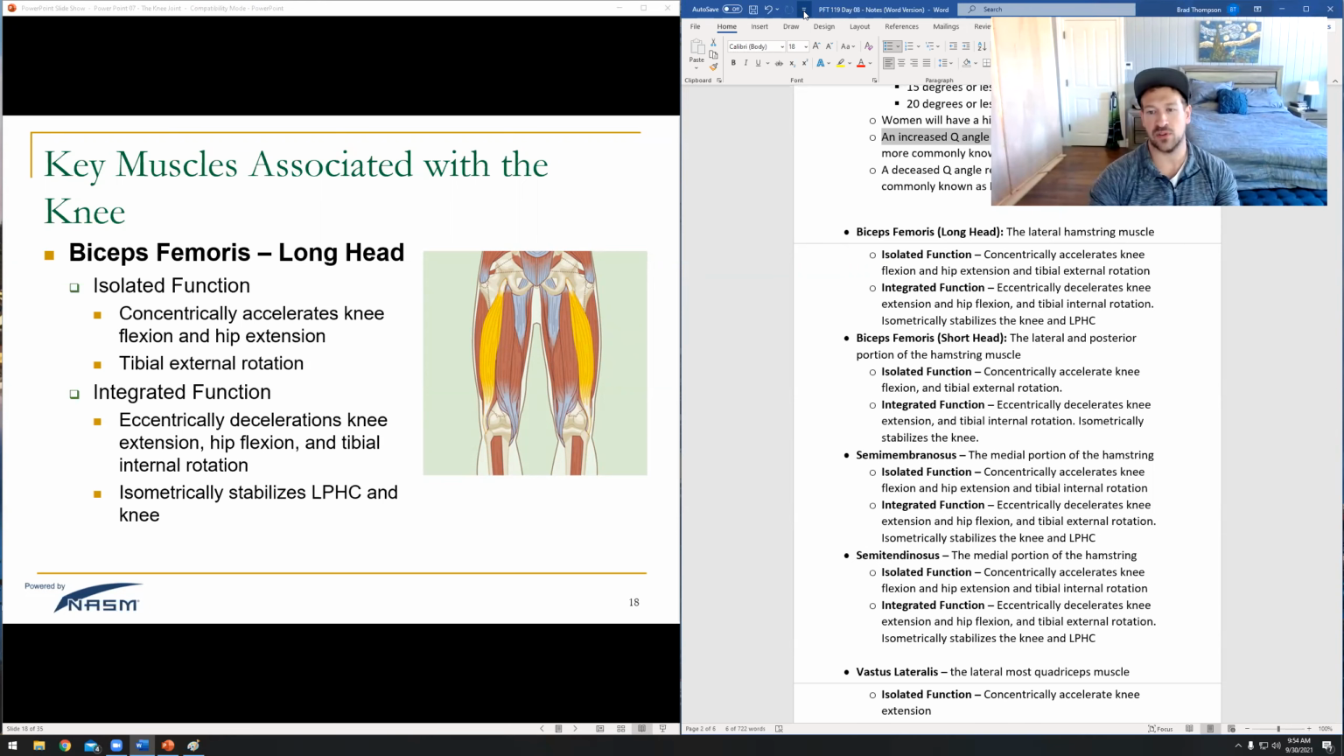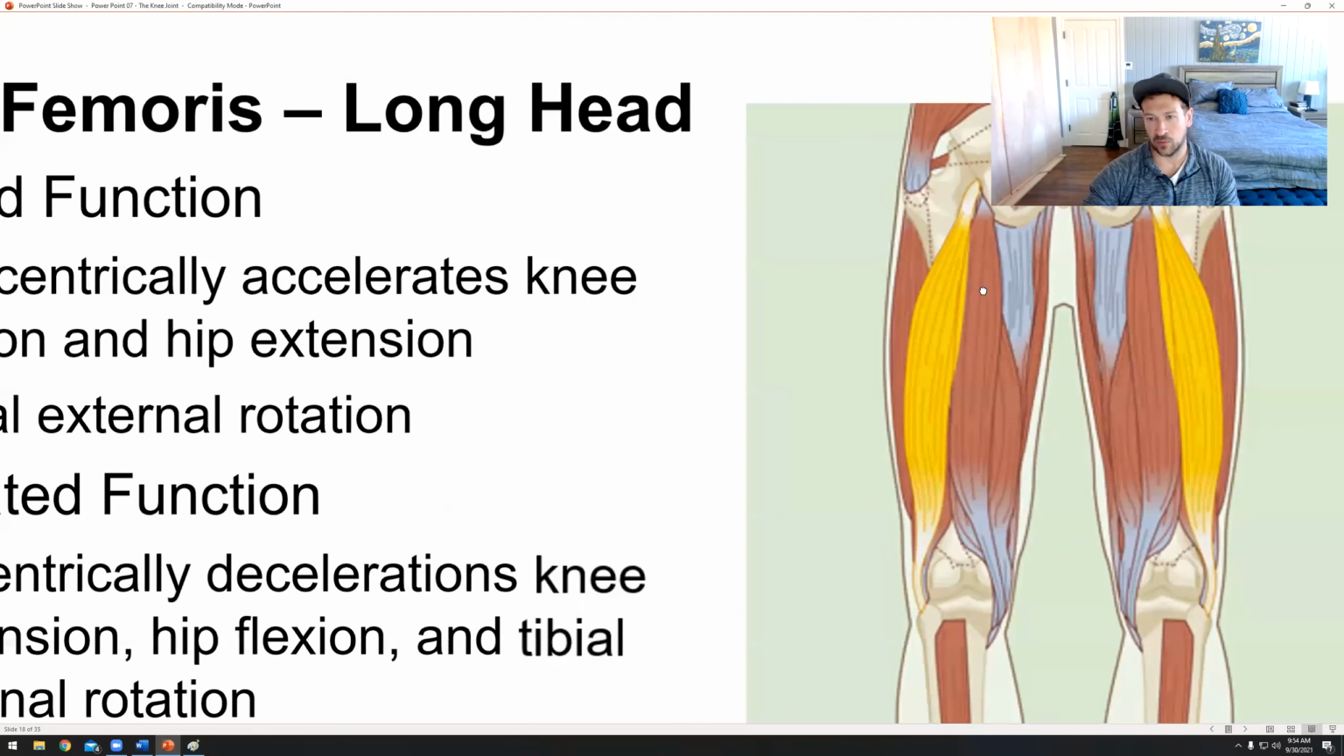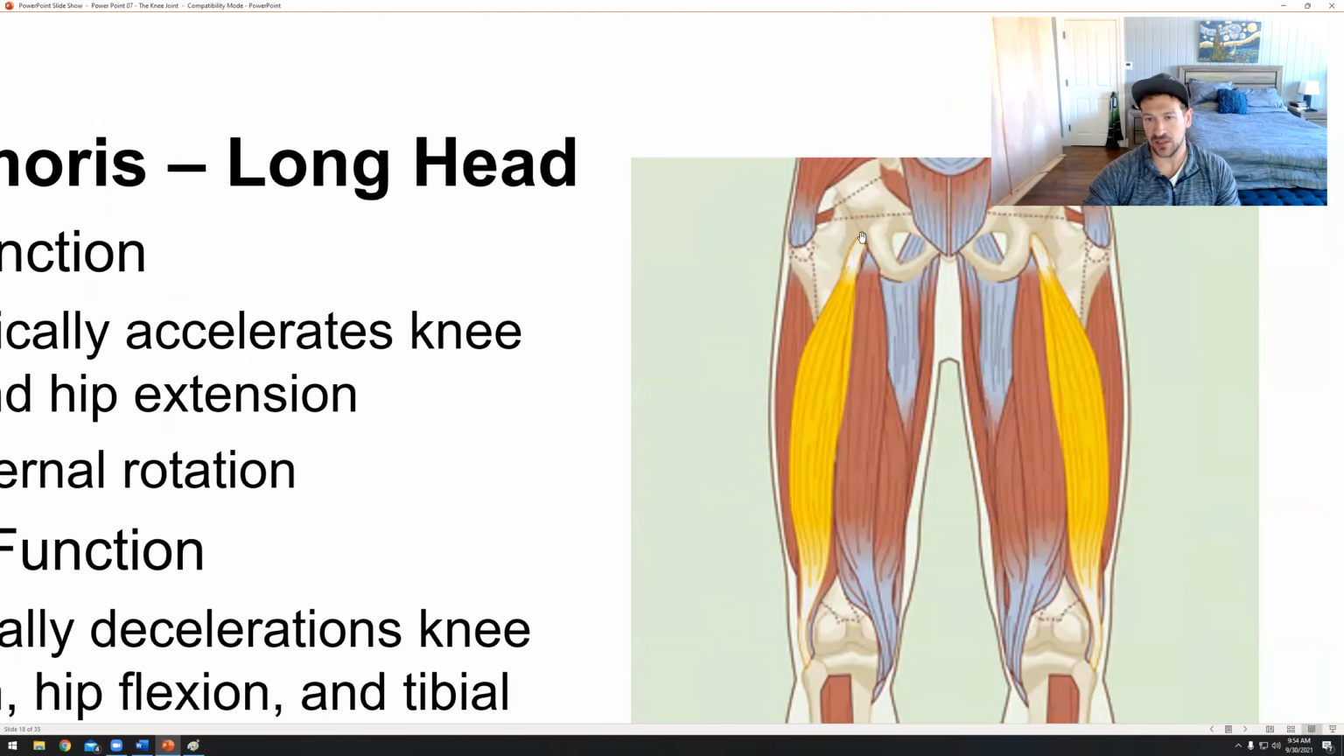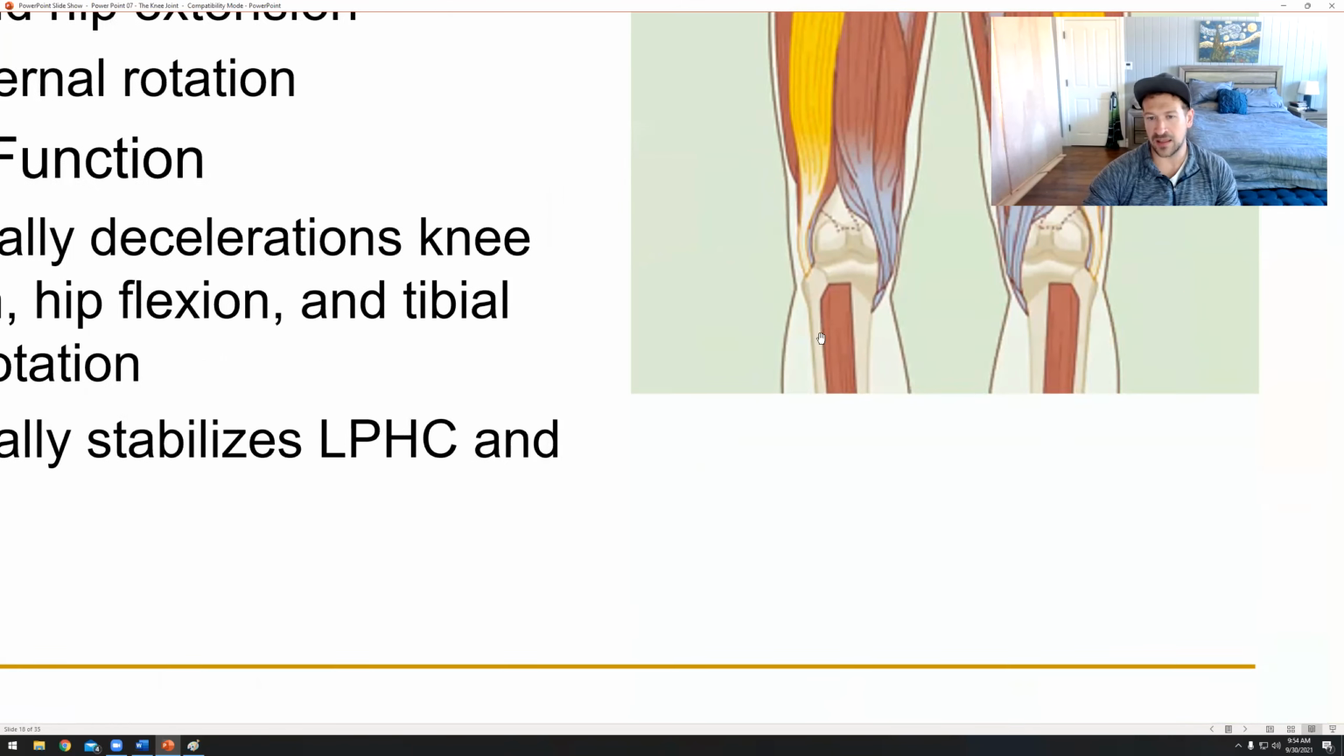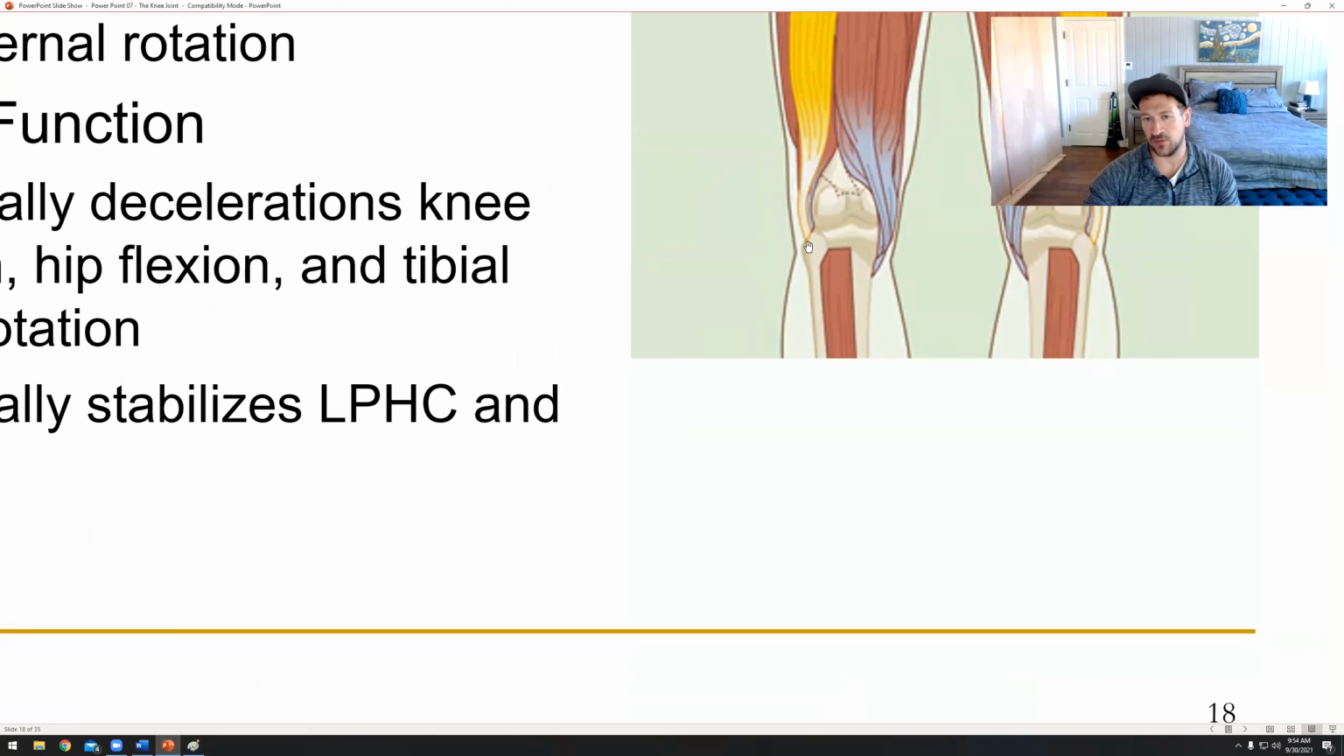So the lateral hamstring muscle is going to be your biceps femoris, and it's going to be your long head. Okay, so the long head of the biceps femoris runs back here. You can see it. It runs from the pelvis down around the lateral side, so around the outside portion of the thigh there. And then it's going to grab onto the fibula right here.